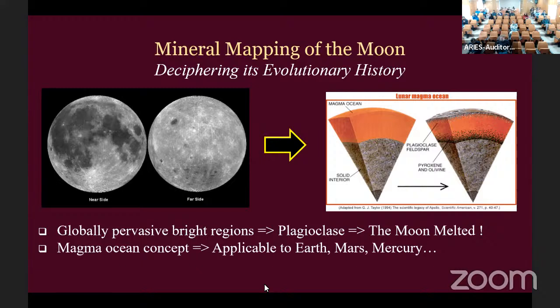For melting it, you need a lot of energy, right? So where will that energy come from? If the moon can melt, what about Earth? What about Mars? What about Mercury? So this concept was then applied to other planetary bodies. When we are looking at different planetary bodies, we not only learn about those, but we also get to apply the understanding from those planetary bodies elsewhere.